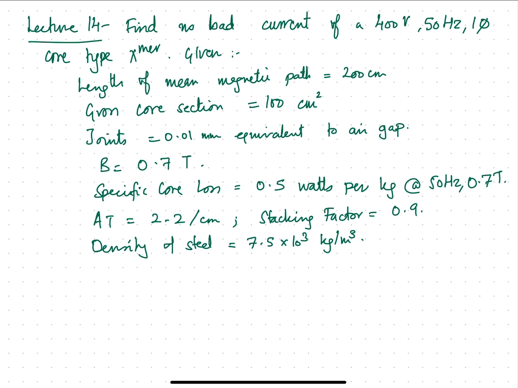So we have to find the no load current of a 400 volt 50 hertz single phase core type transformer. We are given that the mean length of magnetic path is 200 centimeter. The gross core section is 100 centimeter square. The joints are equivalent to 0.01 mm, which is the air gap equivalence. The magnetic flux density is 0.7 Tesla.